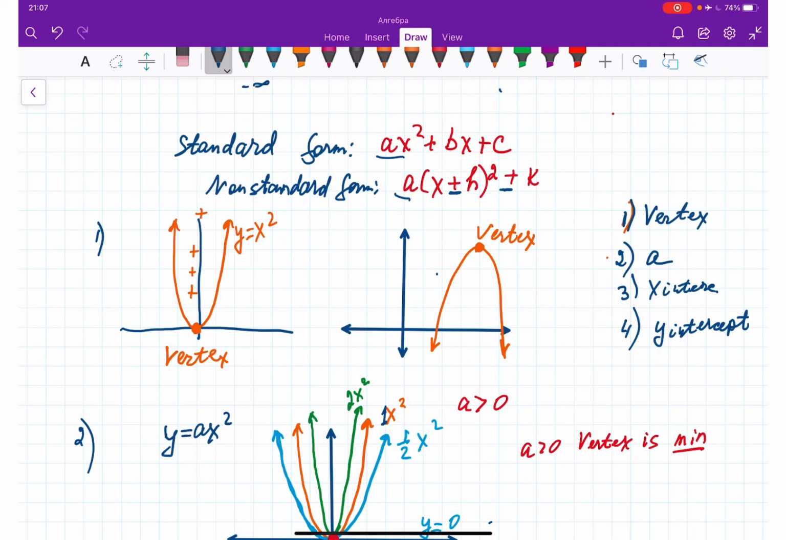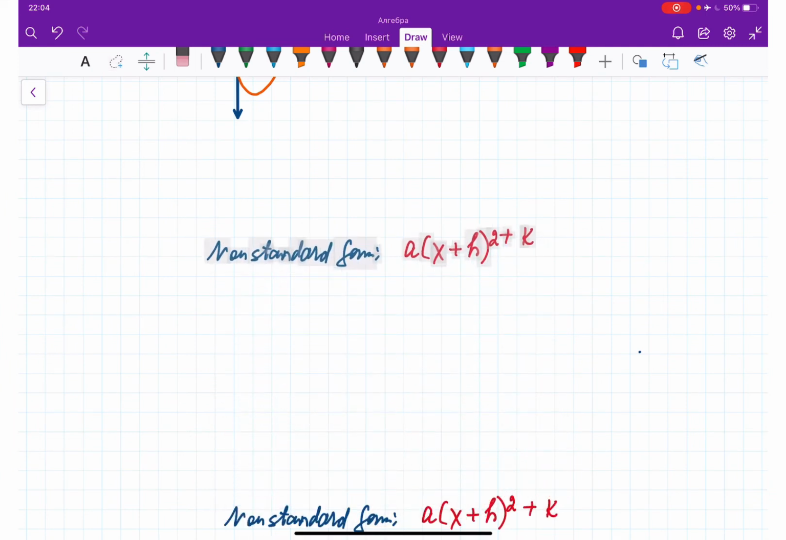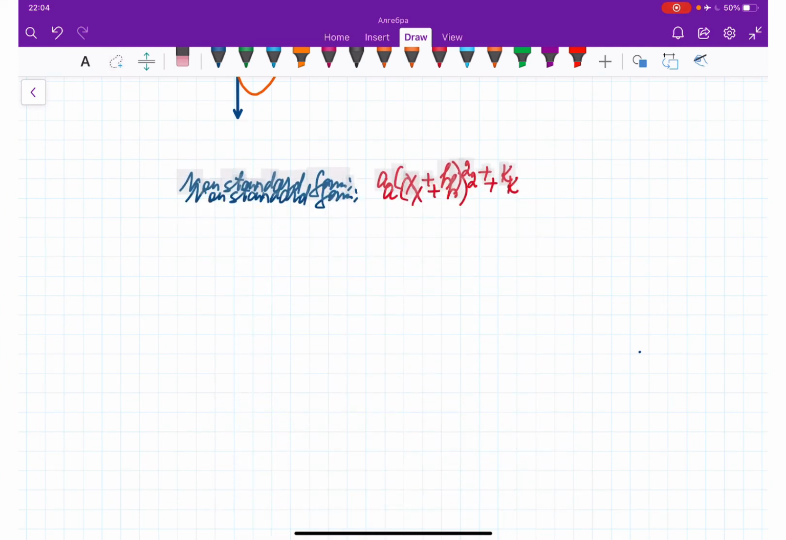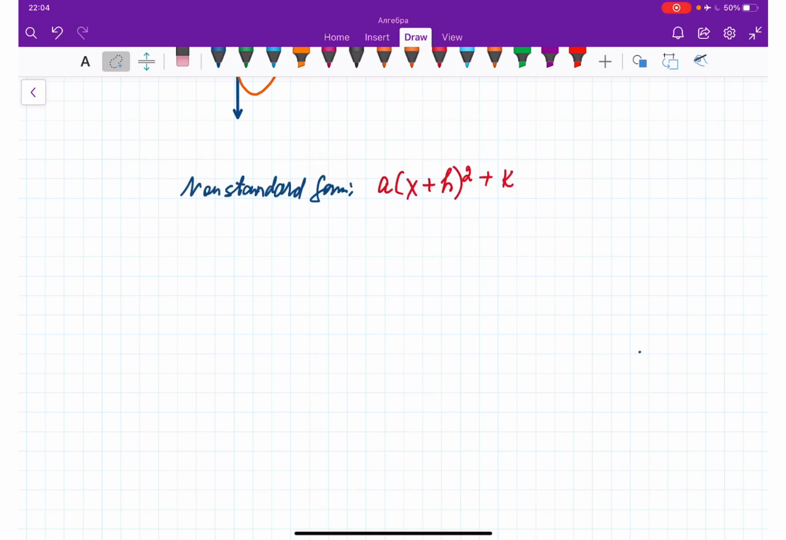All right. So let's start with non-standard form of the quadratic equation. So we have y is equal to twice x minus 1 squared and minus 3. So comparing to this standard form, this is going to be a times x plus h squared and plus k. Okay? So what do we have?